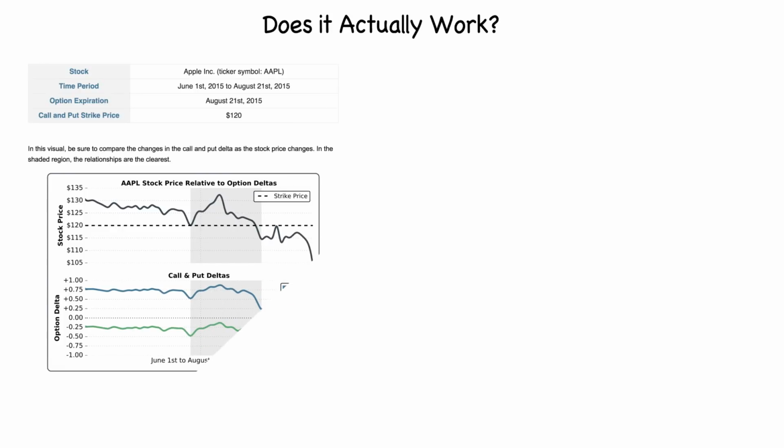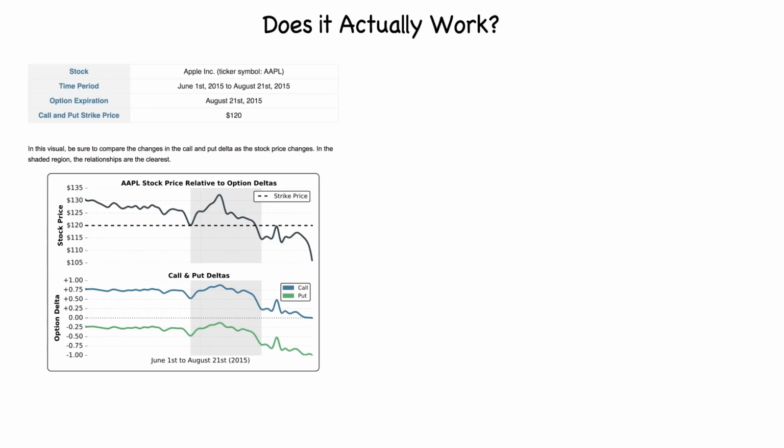Now let's go through a real example using historical option data and visualize what gamma represents. In this chart, we're looking at Apple's stock price changes relative to a call and put delta with the strike price of $120.